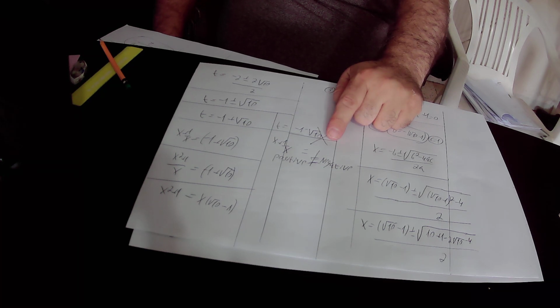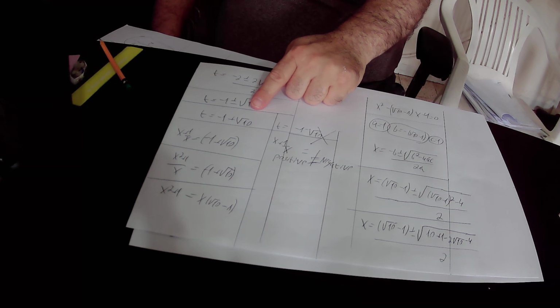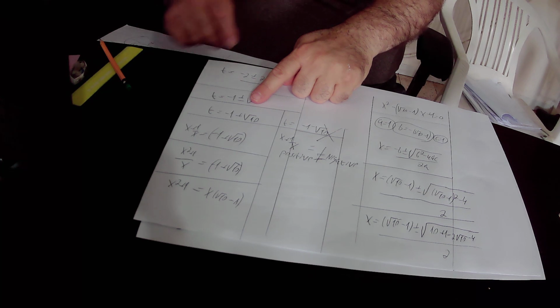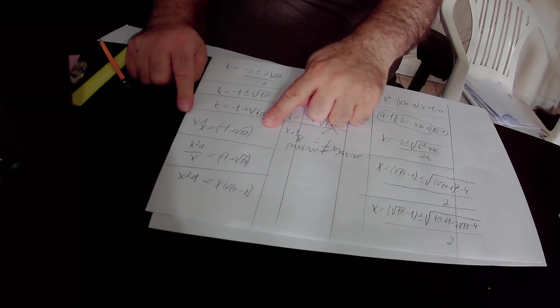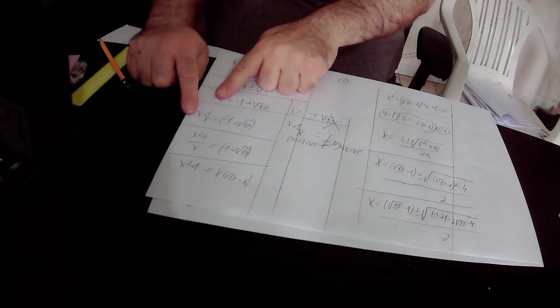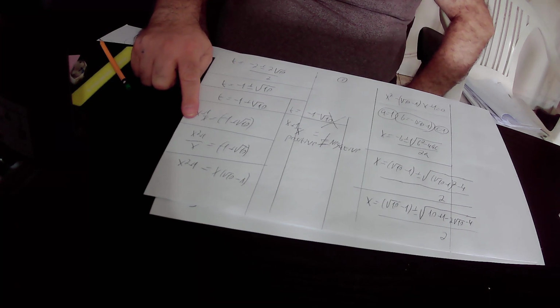We cancel this solution and we are left only with the solution that equals minus 1 plus square root of 10. And according to our definition, t is x plus 1 over x, that equals minus 1 plus square root of 10. So here we multiplied x by x and then we divided by x, and we got that (x squared plus 1) over x equals minus 1 plus square root of 10.